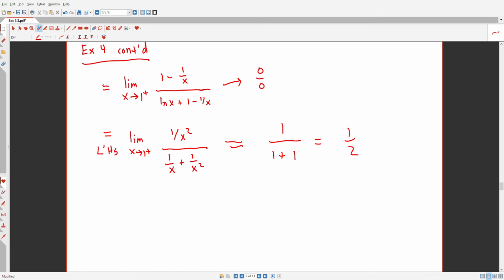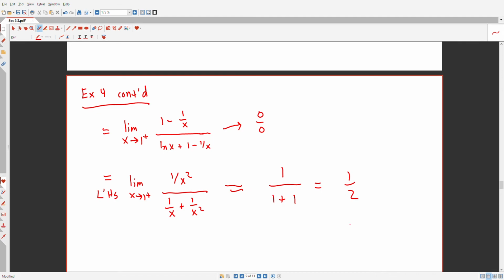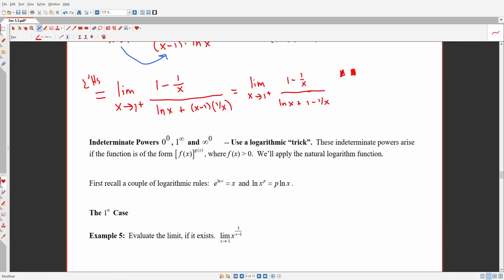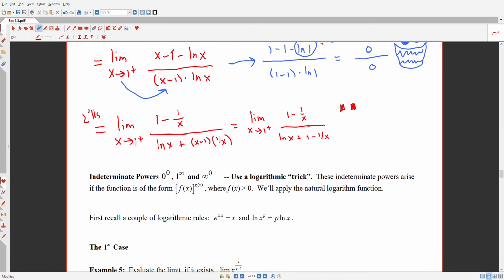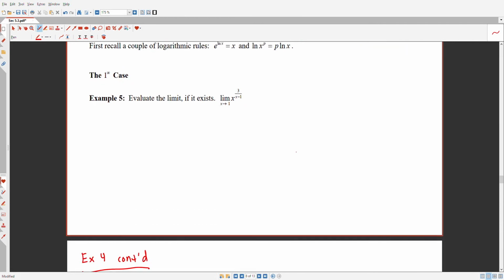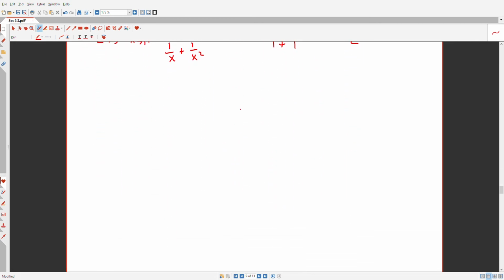So I use L'Hopital's rule twice, and just keep in mind the indeterminate form that we were addressing here was infinity minus infinity. Okay, so I'm going to have to scroll around a little bit because what I'd like to do is just summarize the 3 cases we've talked about, 4 cases for L'Hopital's rule.